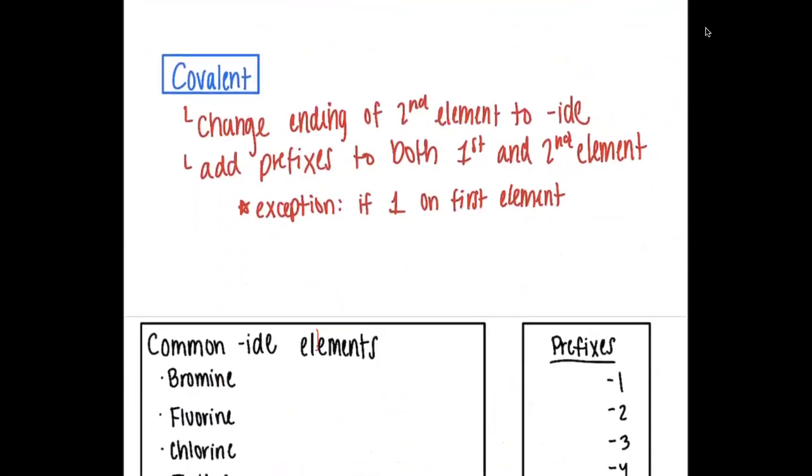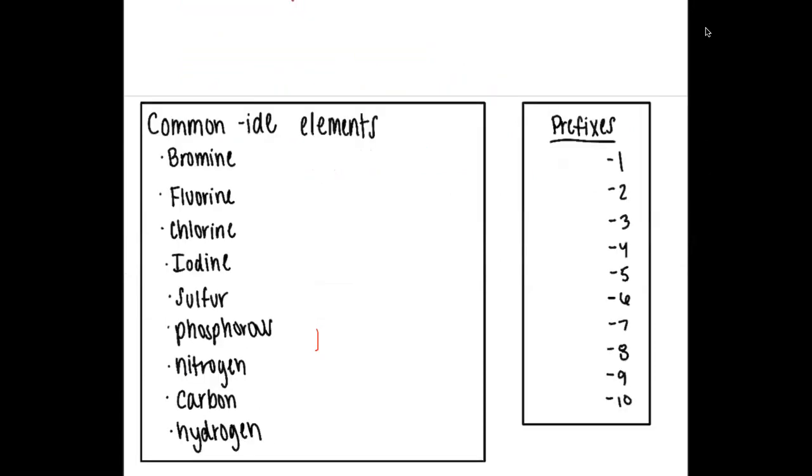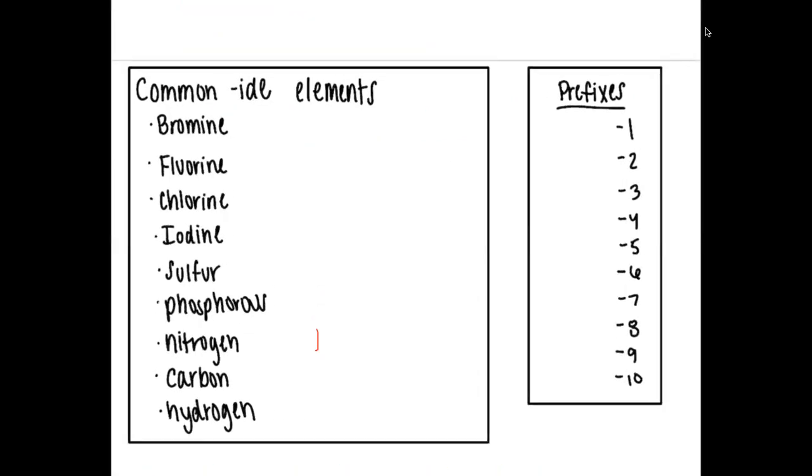I think this is where we ended, so that's why these notes are blank here. For covalent, the rules we talked about are that you change the ending of the second element to -ide, so that should be pretty familiar. But we're going to add prefixes to both the first and the second element. The only exception is if there's a 1 on the first element. So we are going to fill this in together here. For example, Thomas, you with us?